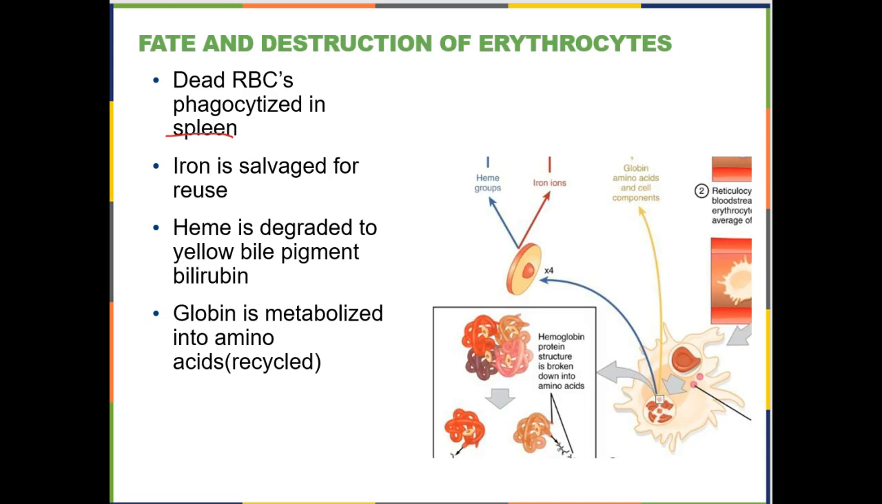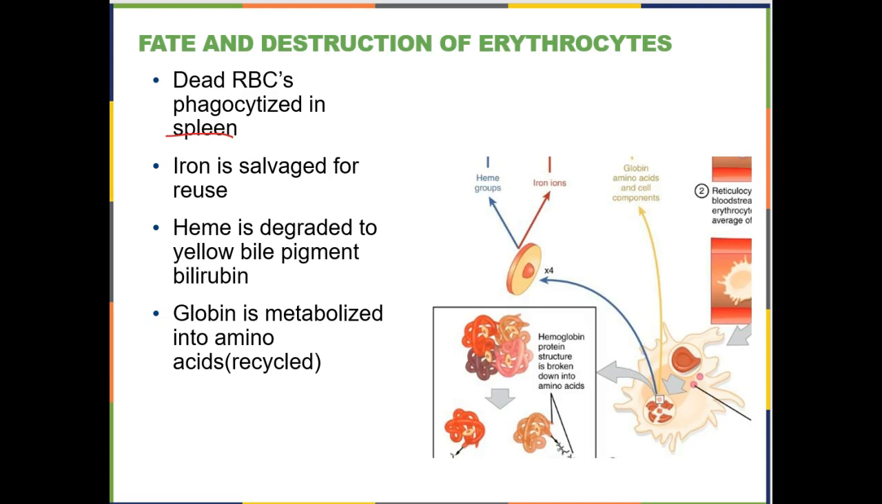So you want to know regarding red blood cell destruction, where they get destroyed or removed from circulation, which is the spleen, and then what happens to the iron, what happens to the heme, and what happens to the peptide globin chain. So as this here says, the iron is salvaged for reuse. It is going to be stored in the liver and then eventually sent to the bone marrow and incorporated into new hemoglobin. So it just gets reused for its original purpose.